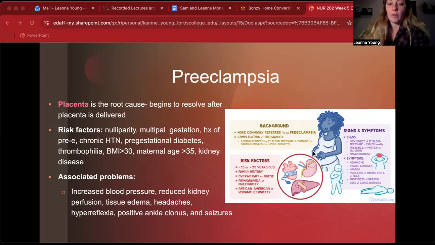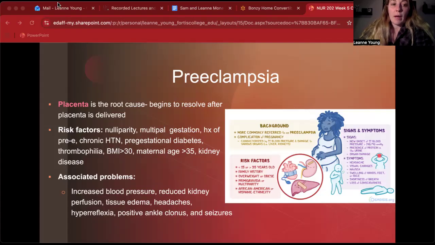Okay, this poor perfusion as a result of vasospasm and reduced plasma volume is going to cause that increase in blood pressure. So you guys definitely need to understand that concept. Understand what is normal in pregnancy. How does the body compensate for the excess amount of blood volume that we're producing, and what can occur if it does not? One of the things that can occur is preeclampsia.